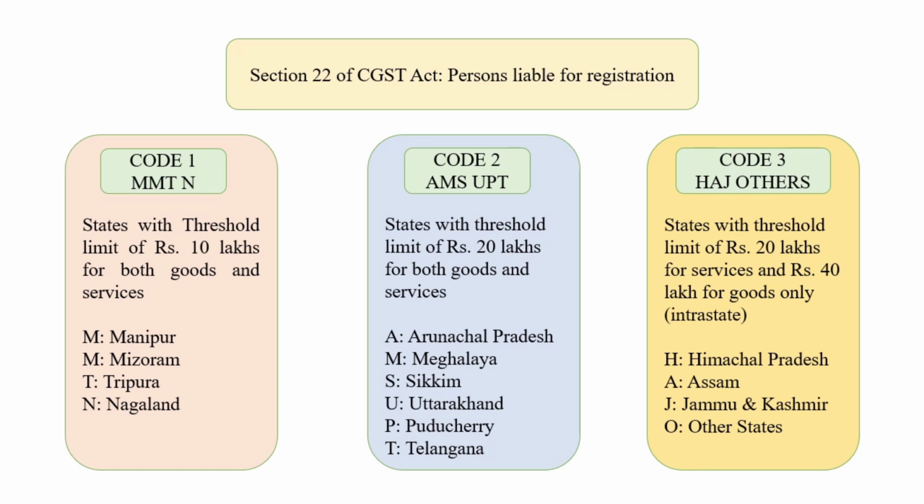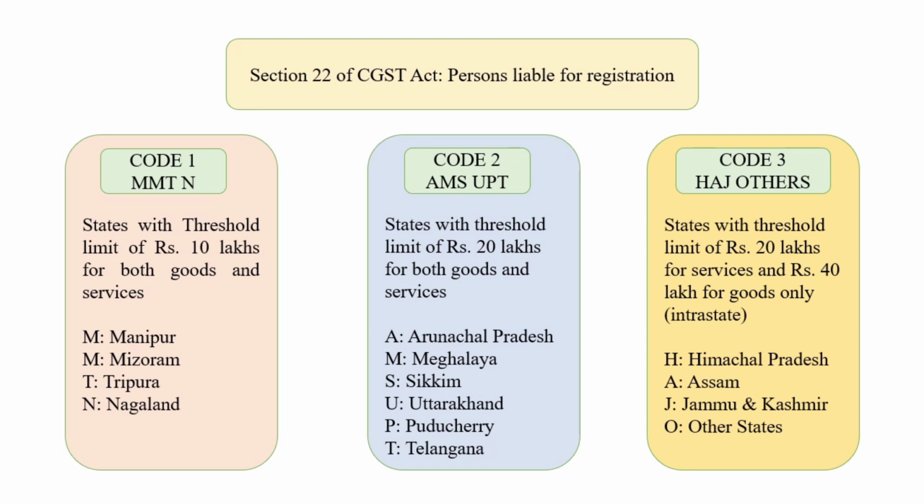Here the limit is 20 lakh and 40 lakh both, but 40 lakh is available only to a supplier of goods within the state only. It is not available to a service provider. It is available to a person who is supplying goods only, and if he is doing business within the state, then the limit of 40 lakh is available. So here three limits are there. If a person crosses this limit, then he is liable for registration under section 22. We will discuss with the help of different examples in the next slide. So that is why you will get a clear understanding of when a person is liable for registration.